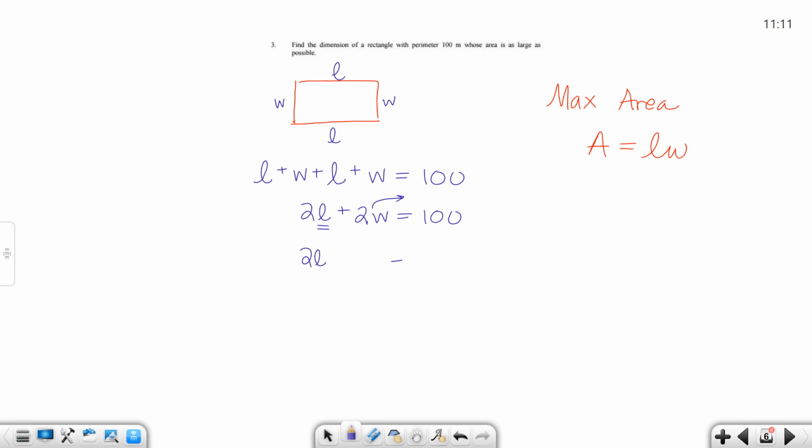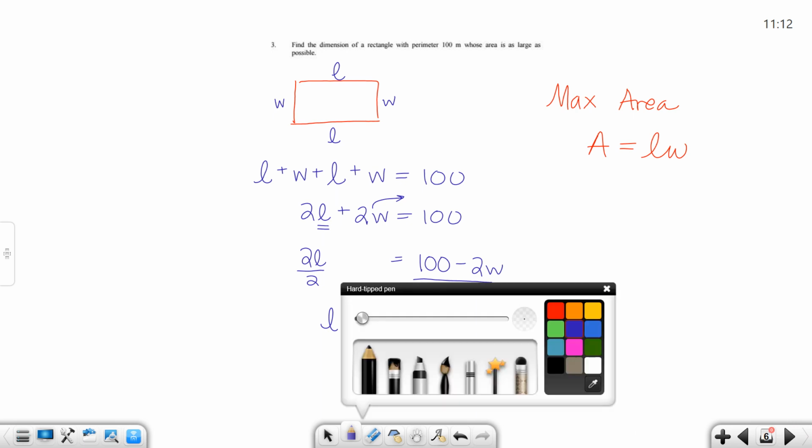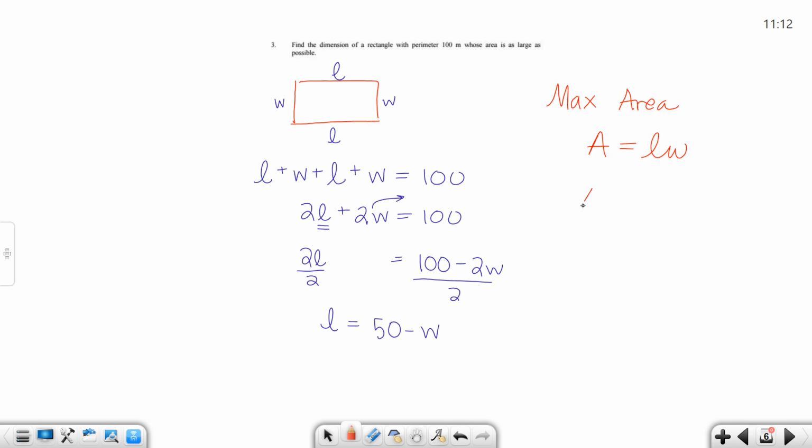So 2L would equal 100 minus 2W. I'll divide both sides by 2. So that means L equals 50 minus W. Okay, so let's go back over here to my area function. Area equals length, which is 50 minus W, times width. So area equals 50W minus W squared. So now I have the function written using one variable.